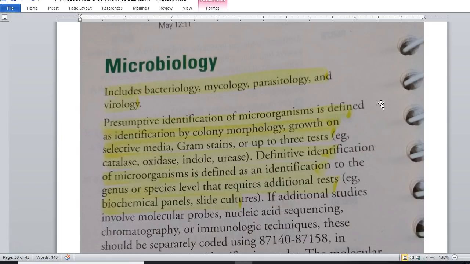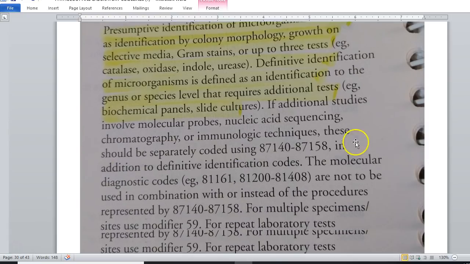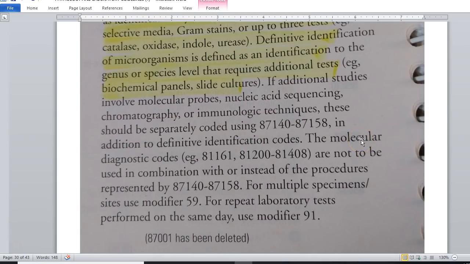Okay, where it fits: viruses, fungi, parasites, or bacteria. Then the definitive identification is finding the exact genus or species, so the exact problem that the patient has. And it goes on that if there are additional studies that involve molecular probes, nucleic acid sequencing, chromatography, or immunologic techniques, these should be separately coded using the 87140 to 87158 in addition to the definitive identification code.